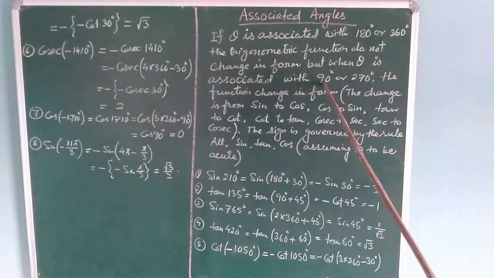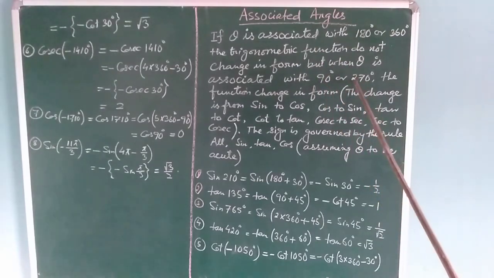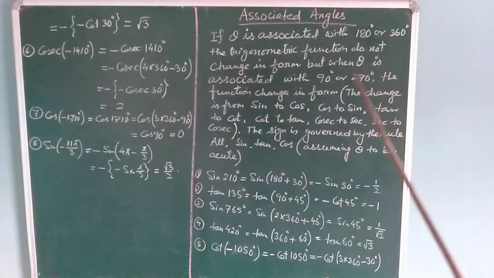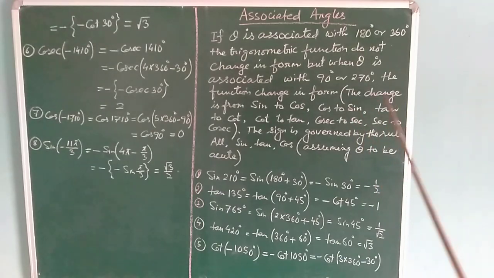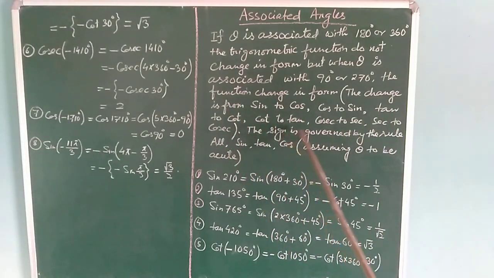That means if we have 90 plus something or 270 plus something, like 90 plus 30 degree or 270 plus 45 degree, then if we have sine 90 plus theta, it changes to cos. So change is of this form: sine changes to cos, cos to sine, tan to cot, cot to tan, cosec to sec, and sec to cosec, provided the sign is governed by the rule all sine tan cos, assuming theta to be acute.